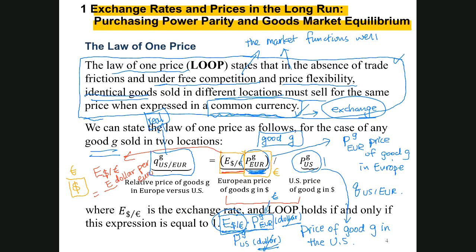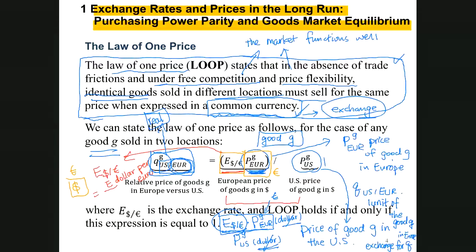So 1 unit of the good G in Europe can exchange for Q unit of the good G in the US. Okay, if you're using the convention in the exchange rate, this is just identical. 1 unit of the good G in the euro could exchange Q unit of the good G in the US.